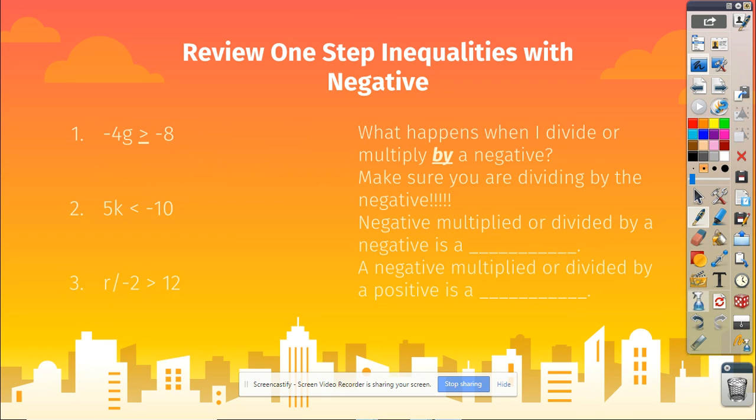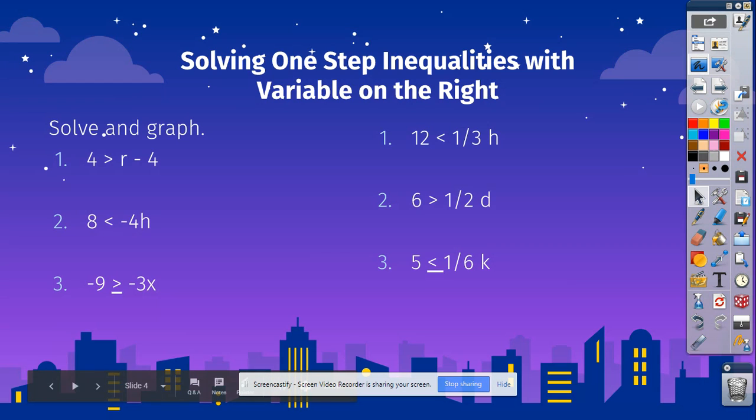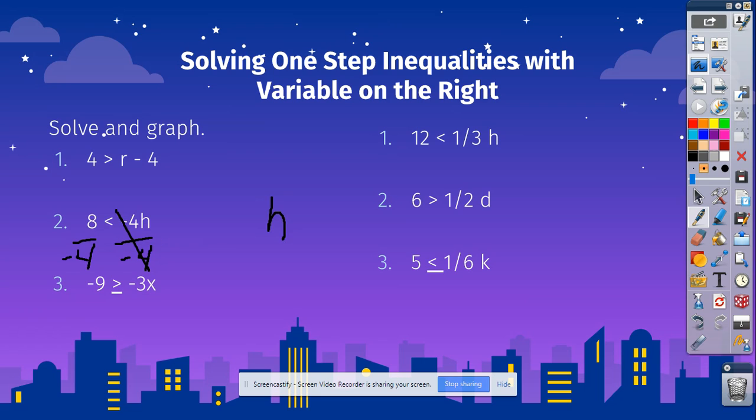Okay, same thing goes when we have the variable on the right side of the equation. When we have the variable on the right side of the equation, let's say here, number 2, we are going to do the inverse operation and divide by 4. Divide by actually -4 because we want to get that h by itself. Did I divide by a negative? Yes, I did. So my inequality sign flips. Then a positive divided by a negative is a negative.